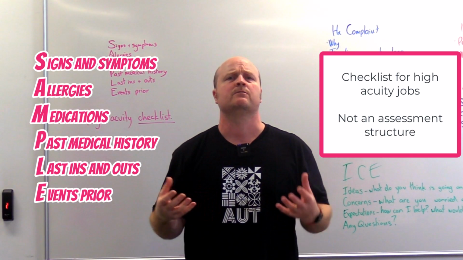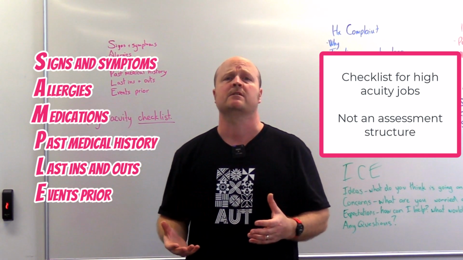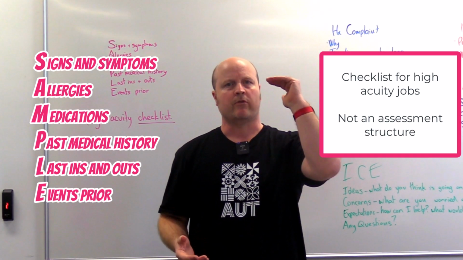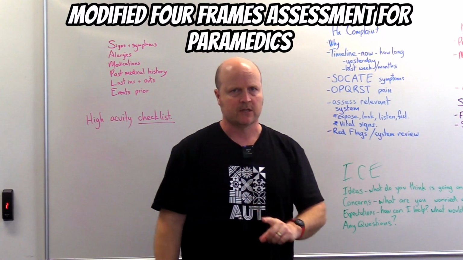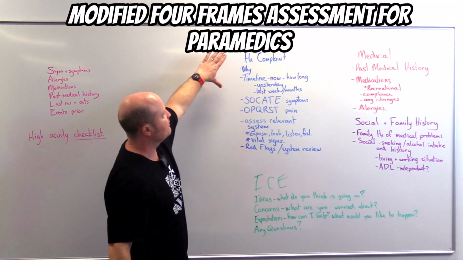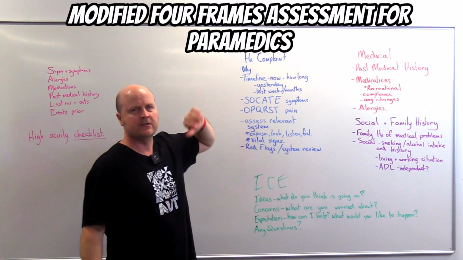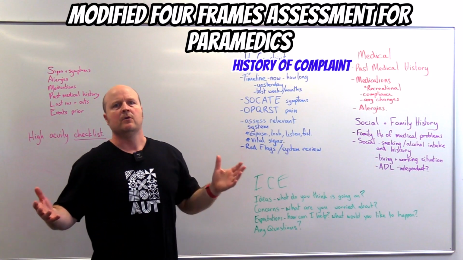But if our patient is more low acuity and we've got more time to spend, then we can do a more thorough assessment, and for this we'll use the modified 4 frames. So let's start with 1. So our first frame is the history of their presenting complaint. What do we want to know?